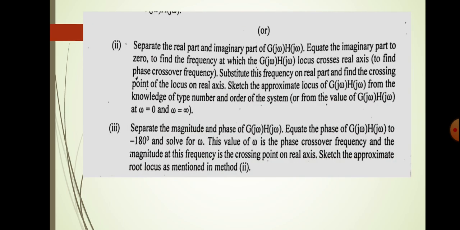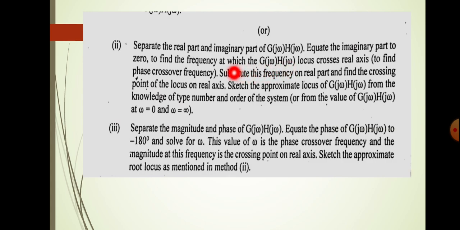And the other 2 methods are, we can separate the real part and imaginary part of g of j omega and h of j omega, and we can equate the imaginary part to 0. When we equate the imaginary part to 0, we can find the frequency at which the g of j omega into h of j omega locus crosses the real axis. When the imaginary part is equal to 0, we will get a value for the corresponding equation. We will give the values for omega.